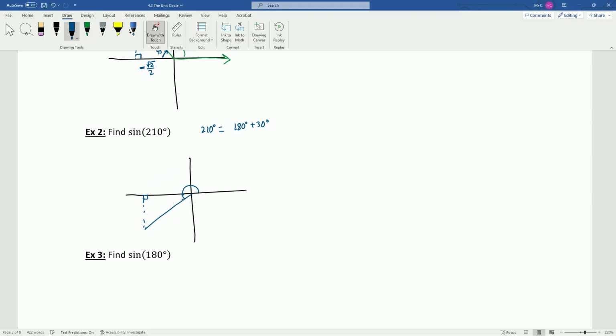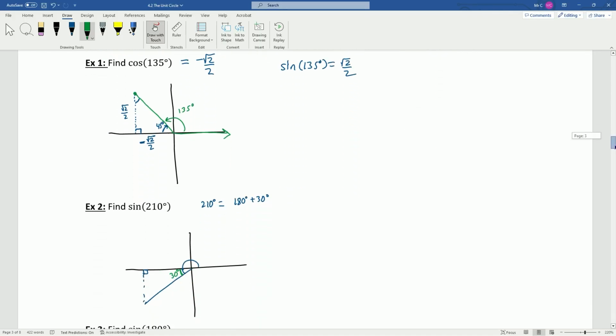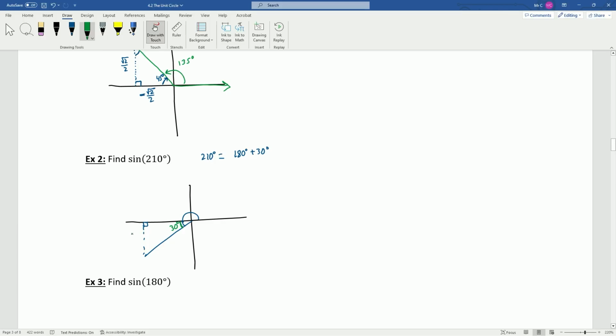So I have to ask myself, what's the reference angle here? Well, I went 180, and then I went 30 more. So this reference angle is 30 degrees. And remember, we just look at these two different triangles. Across from 30 degrees is always 1/2, and then the other side will have to be the square root of 3 over 2.